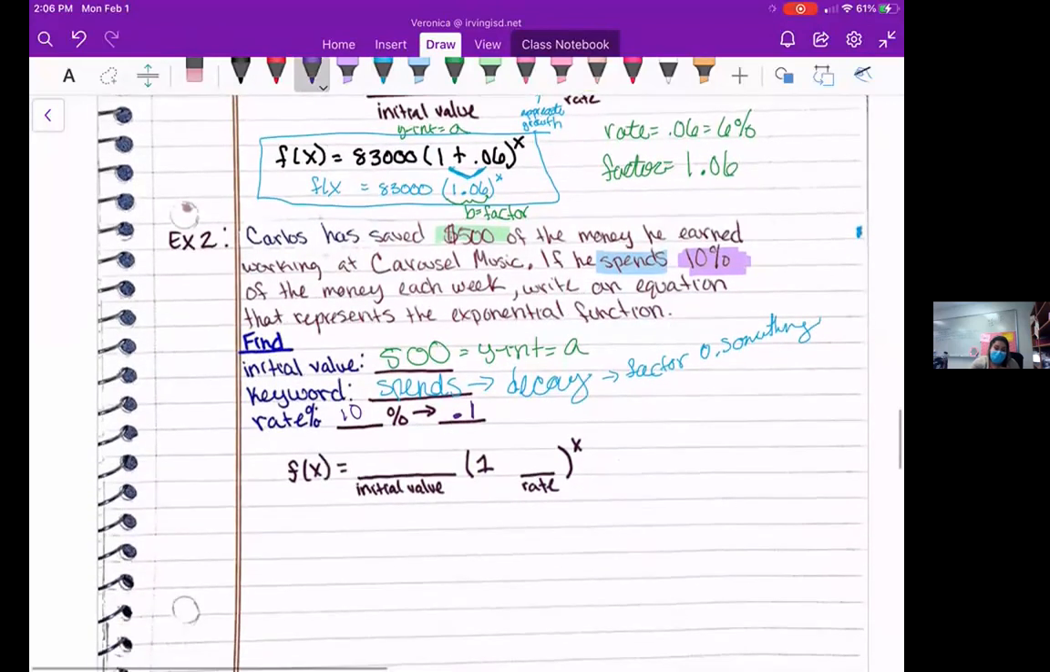Because we have DK, we know that DK means to go down, so we should be subtracting. And what are we going to subtract? Our rate, which is 0.1. And we're going to start with $500. So our function started at 500, and then we're going to decay by a rate of 10%. Your factor is not 0.1, it is not 10%, that is your rate. In order to find your factor, you would have to simplify. So what is 1 minus 0.1?